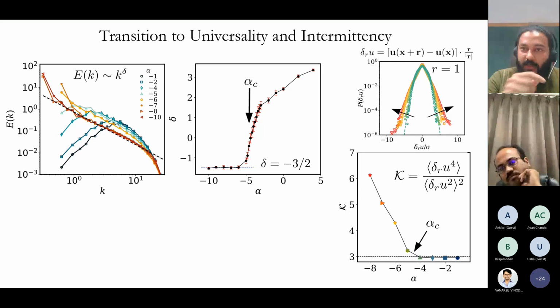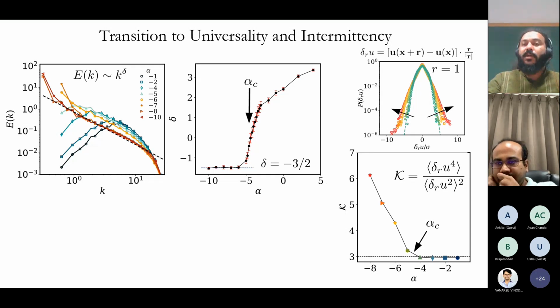So that's the quantity on the top right. I don't know if you can see my cursor. It's on the top right there. It's simply the velocity u at x plus r minus the velocity at x, and you project this difference along r. So what you get is this delta_r u, and typically you do this in an isotropic manner. So you average it out over all orientations of the r vector, but you want to bin this sort of information over different values of r.